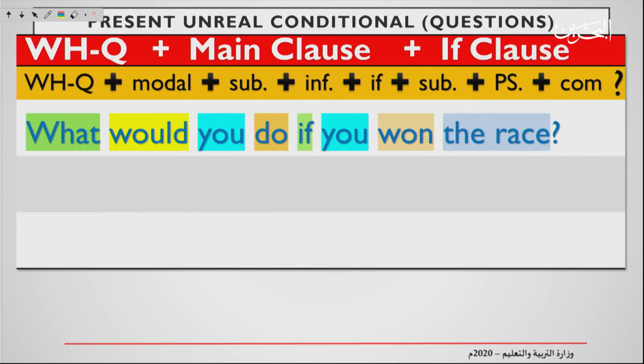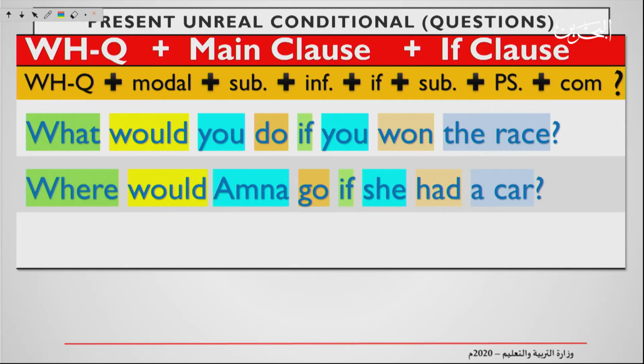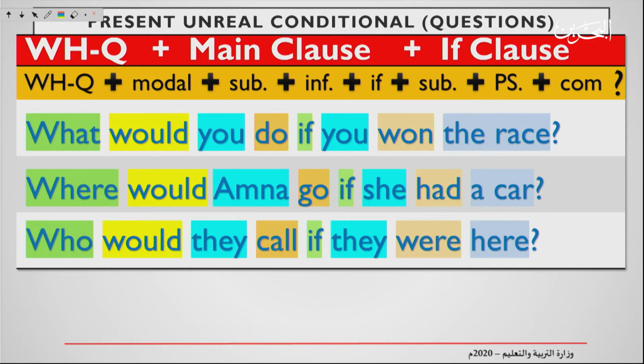All right, let's check another example. Now, I would change, instead of what, where. So, where would Amna go if she had a car? Okay, let's change the question word into who. Who would they call if they were here? If they were here. Now, this is how you form the present unreal conditional using the WH question words.